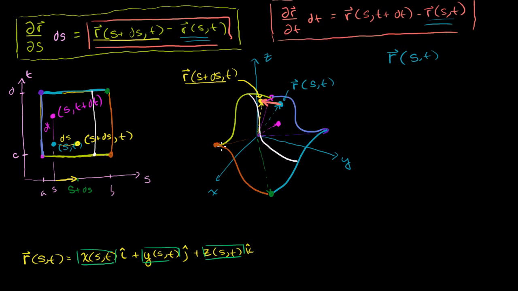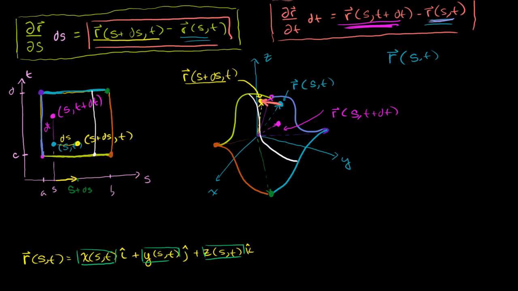Now, by the same argument that we did on the s side, the vector that points to that is r of s, t plus dt. That is the exact same thing as that right there. And of course, this we already saw. This is the same thing as that over there. So what is that vector minus this blue vector? The magenta vector minus the blue vector.